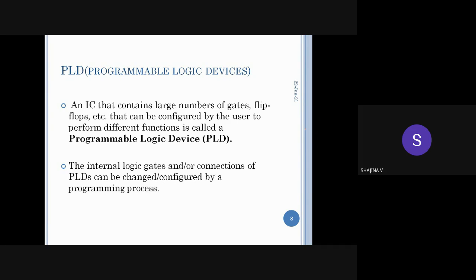Programmable logic devices means an IC that contains a large number of gates, flip-flops, etc., that can be configured by the user to perform different functions. Simply, we can say a user configurable IC. That is, we can implement different logic functions according to our requirement. That is why we are calling it programmable.